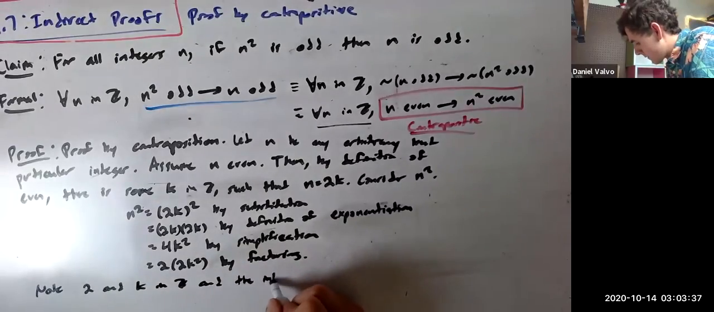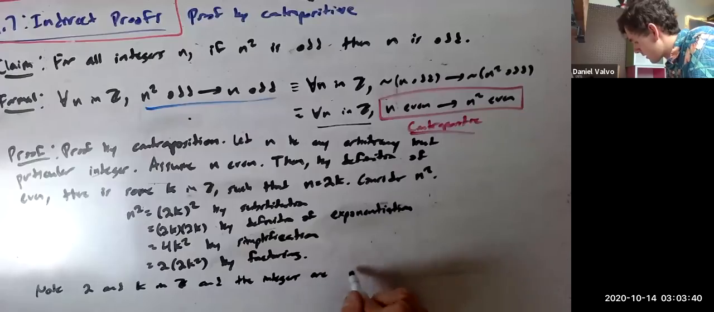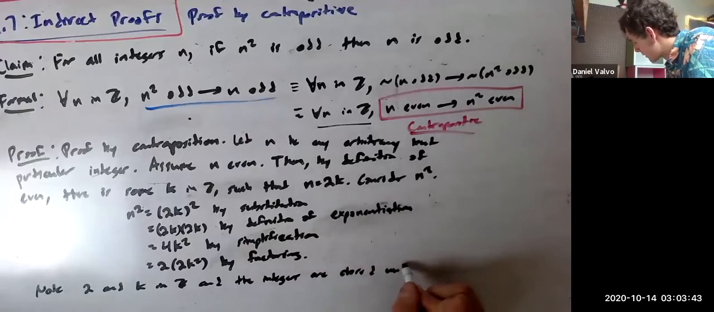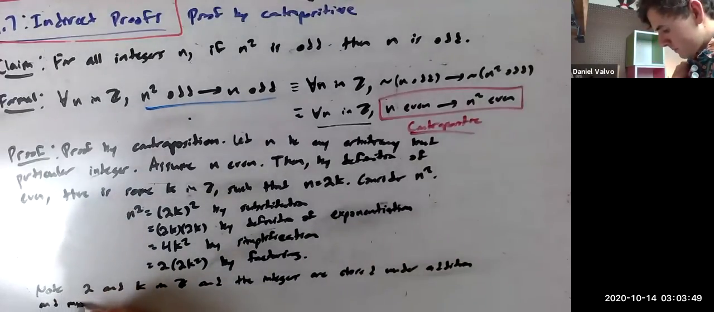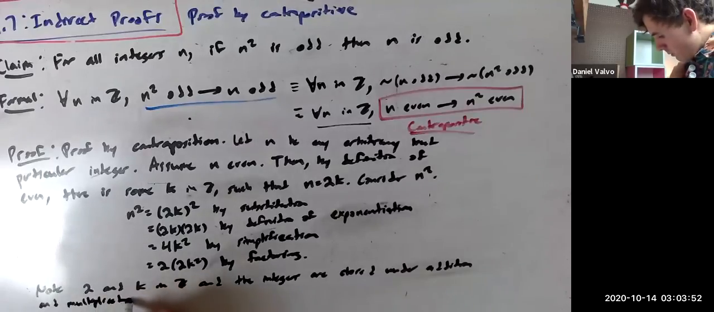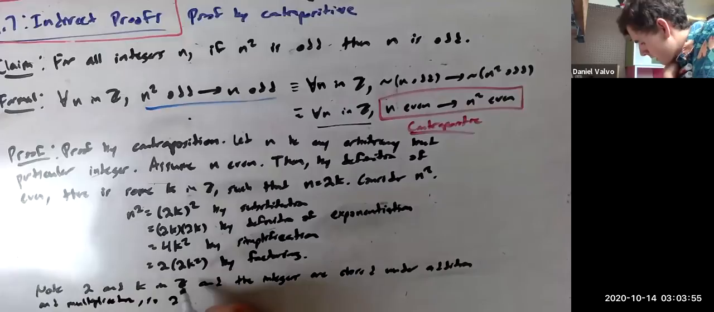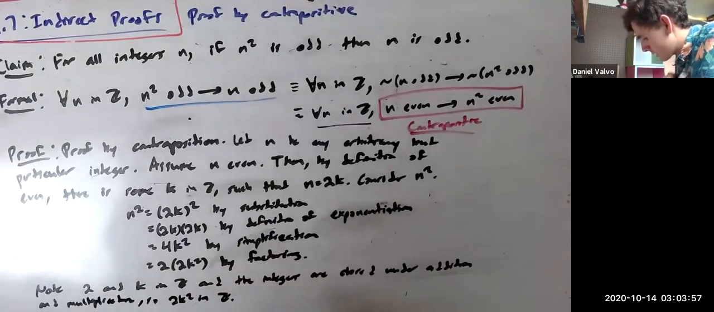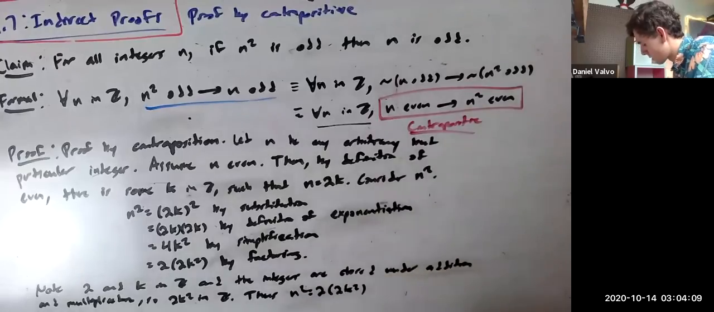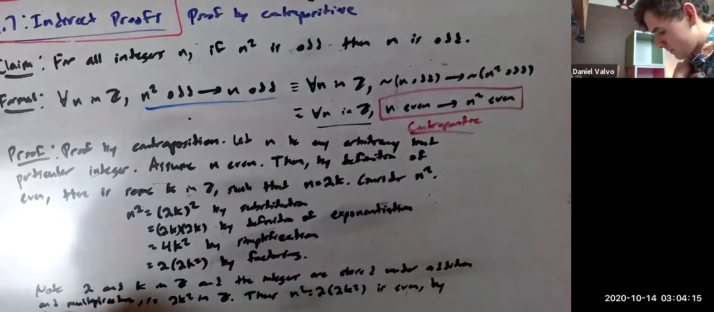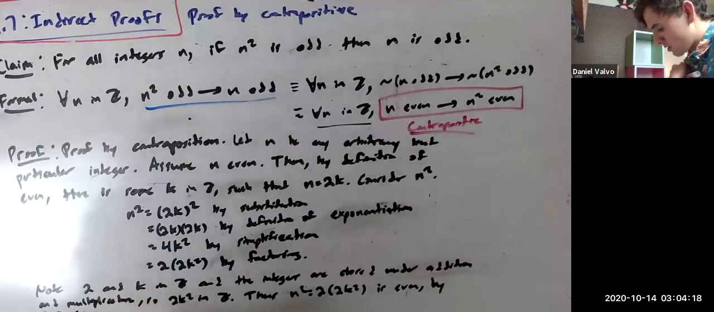So the reason it's an integer, of course, is note 2 and k are in z, and the integers are closed under addition and multiplication. So 2k squared is in z, thus n squared, which equals 2 times 2k squared, is even by definition. Because it's 2 times an integer.